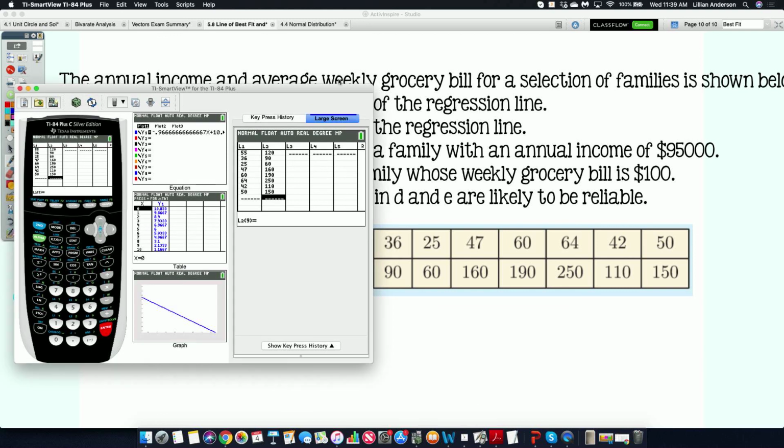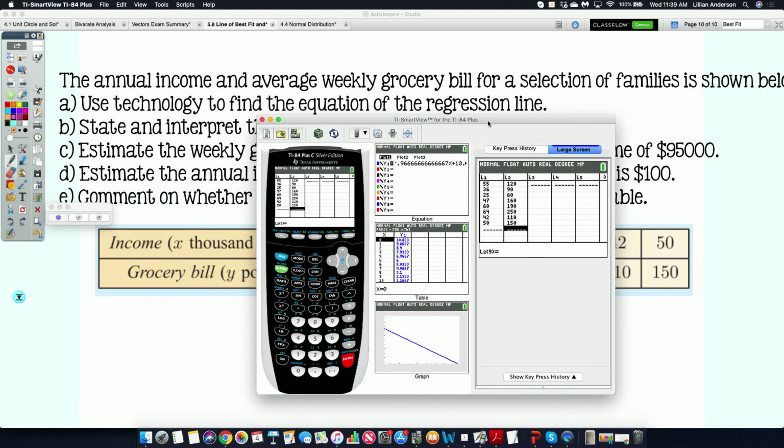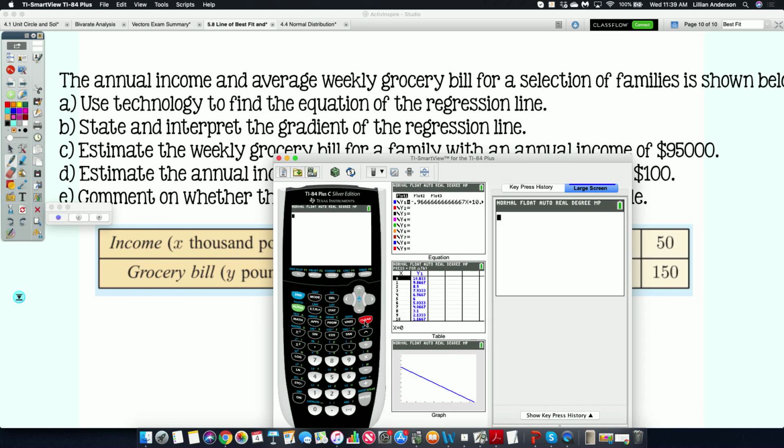All right, so once I have my data in, I need to get the equation for my regression line. To get my equation for my regression line, it's the exact same method I used to get my correlation coefficient. You guys remember how we did that? Okay, I'm going to quit out of this. Where do I go to get my correlation coefficient? Stat, Calc, option 4. That LinReg stands for linear regression. So where we went to get our correlation coefficient is exactly where we go to get our regression equation.